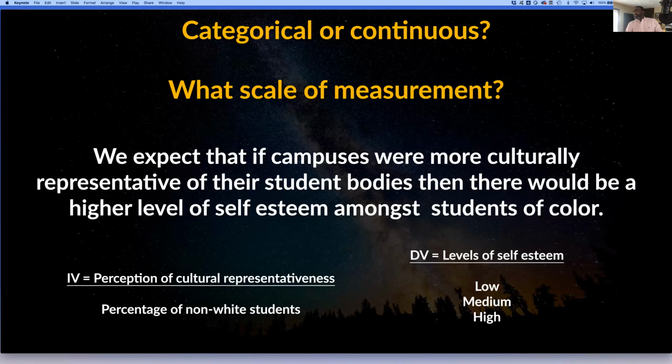Absolutely. Now let's move over to the dependent variable, levels of self-esteem. I've given the survey to every student in the school, and they mark low, medium, high. What kind of variable is that? Categorical. Absolutely. And is that ordinal? Ordinal. Absolutely. Right.